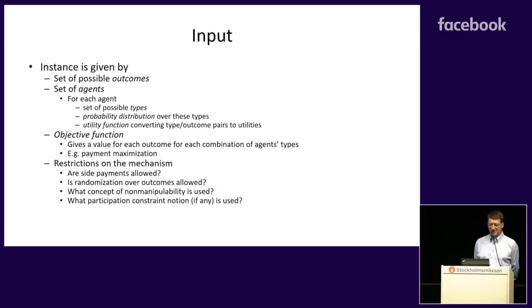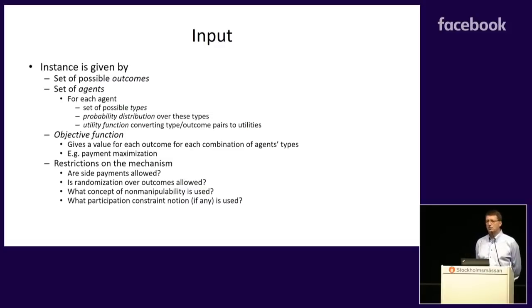Then there are restrictions on the mechanism. First of all, are side payments allowed? In some situations, side payments aren't allowed, for example, in voting. In other settings, like selling settings, money is allowed. Is randomization over outcomes allowed? It turns out that for the optimal single item auction, where by optimal auction we mean revenue maximizing, there's no power to randomization. The optimal auction is deterministic. But already when you have 2 items, the optimal auction is actually randomized in general.